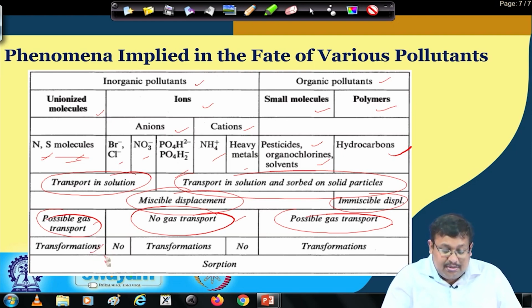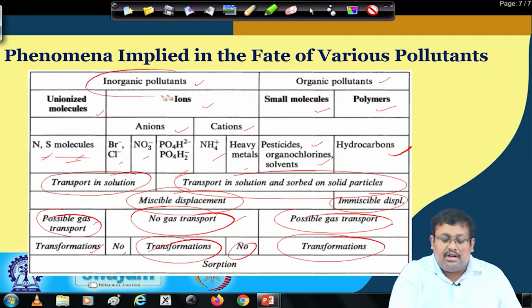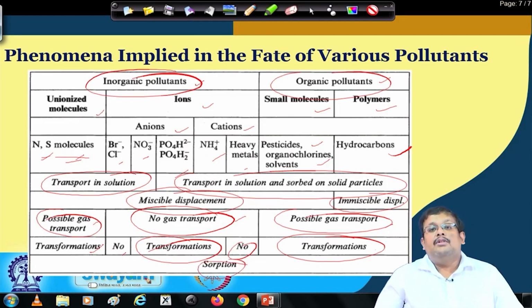produce different types of transformations. However, bromide and chloride do not show any transformations, and nitrate and phosphate show different types of transformations. Heavy metal does not show any transformations, and organic pollutants also produce different types of transformations. However, all of them, irrespective of inorganic pollutants and organic pollutants, are showing the sorption phenomena.